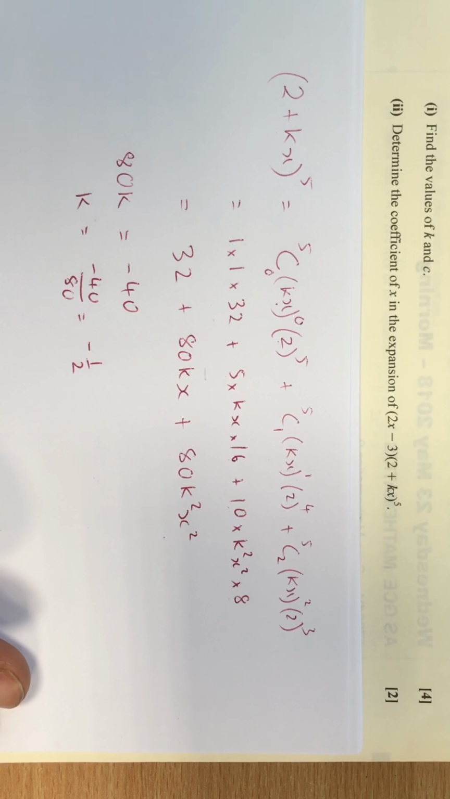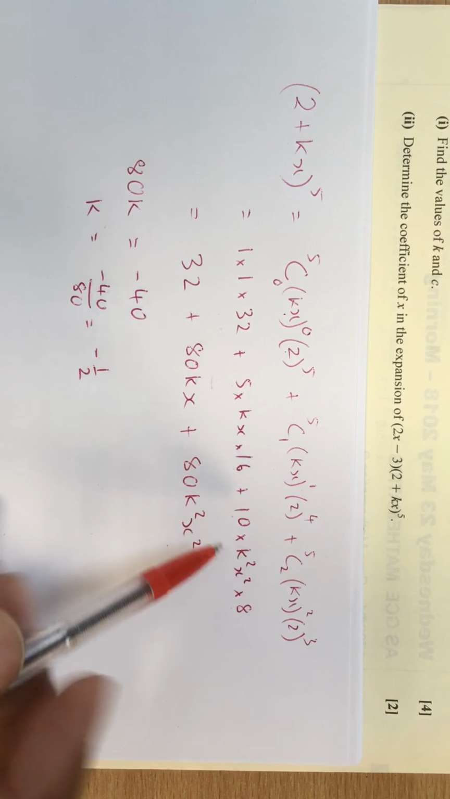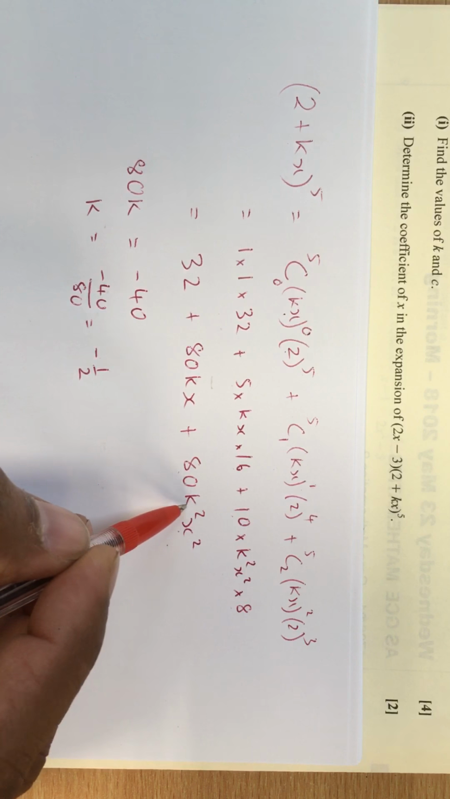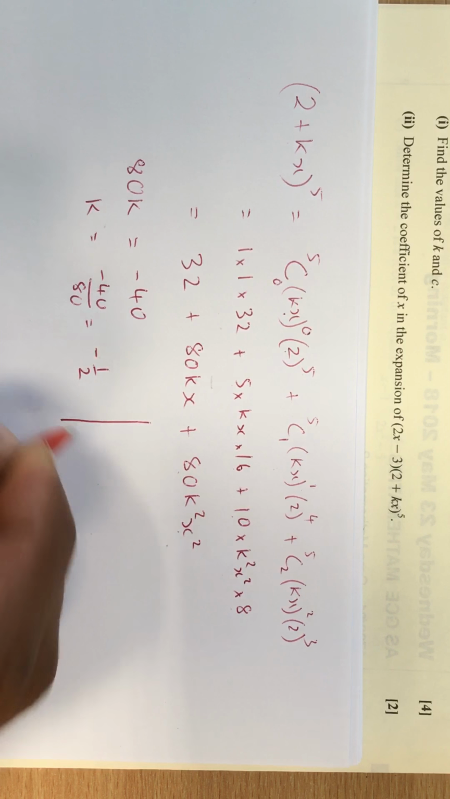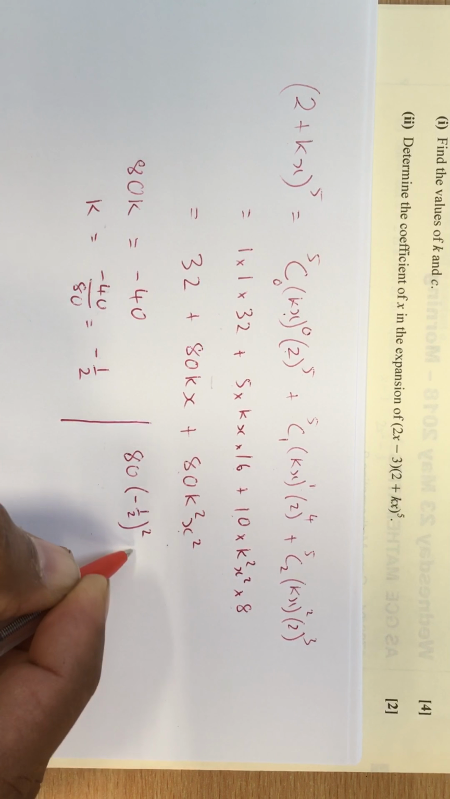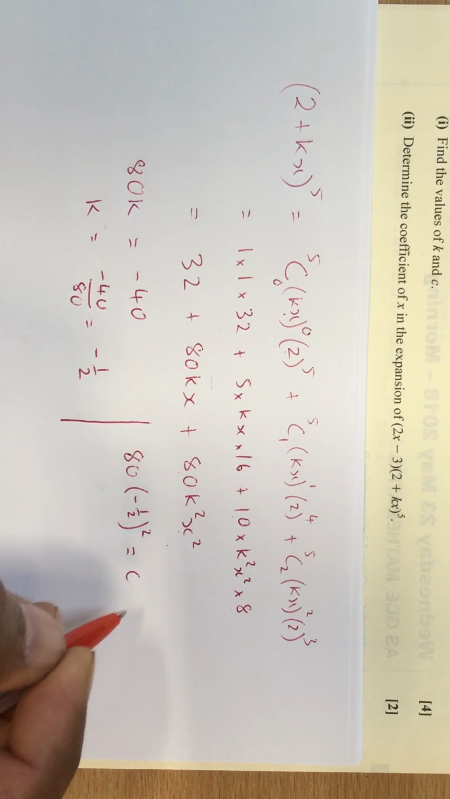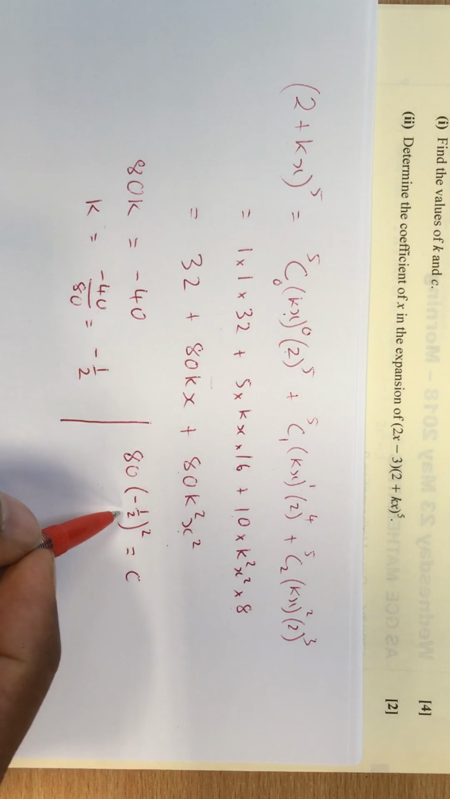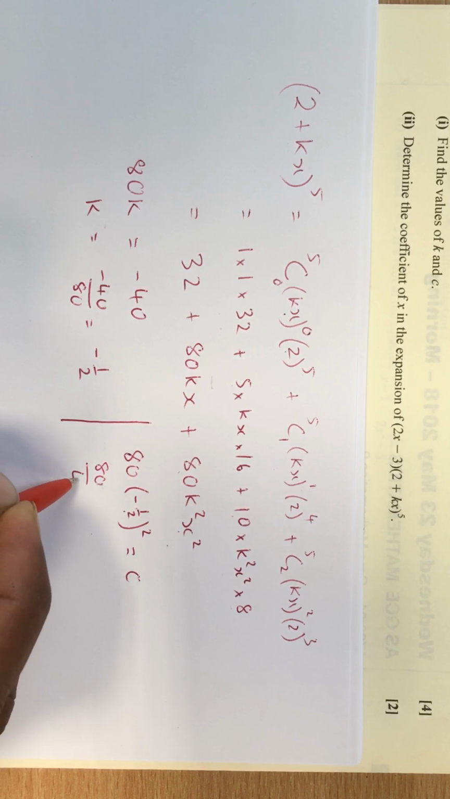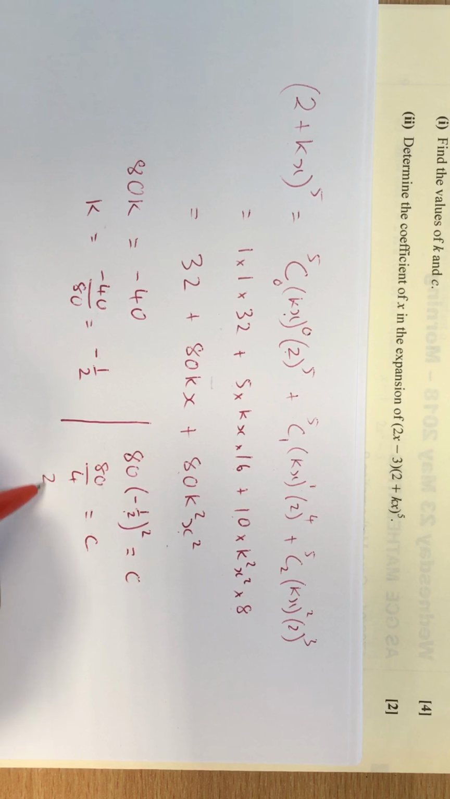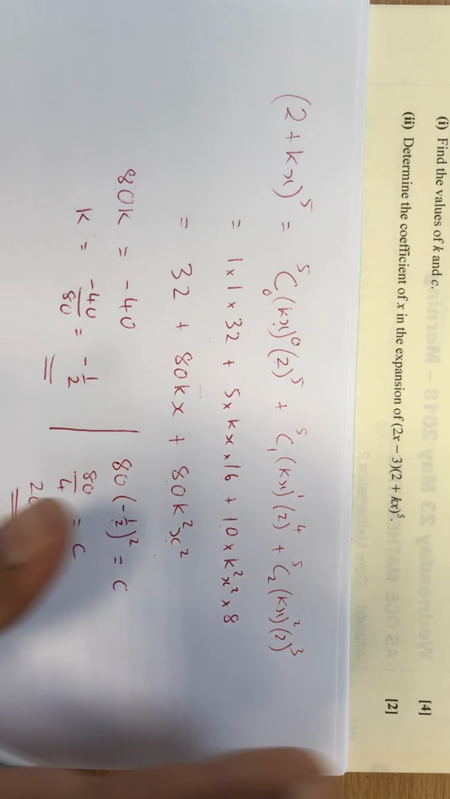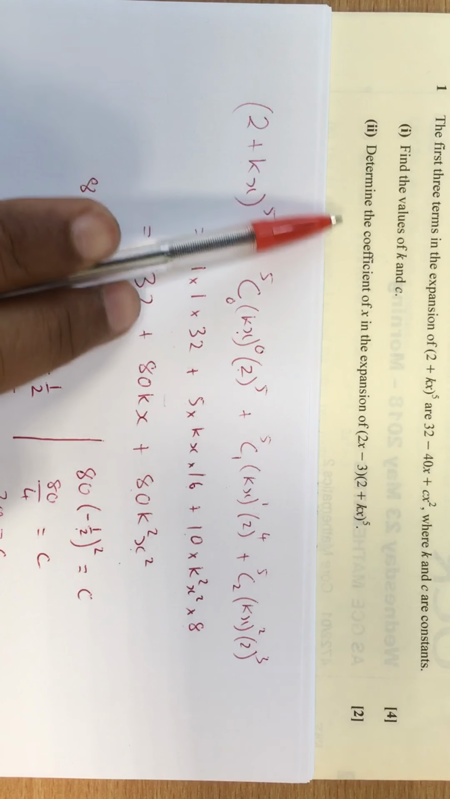Right, done that one. And then we know that the coefficient of x squared is c, and in this case it's 80k^2. So if I put a line there and say that's going to be 80k^2, that's 80 times (minus a half) squared, is equal to c. Oh, sorry, c, just c. And then if I square the minus half, minus minus makes a positive, so that's a quarter, so that's going to be 80 divided by 4 is going to equal c, and that's just going to simply be 20 equals c. Job done. Two values.